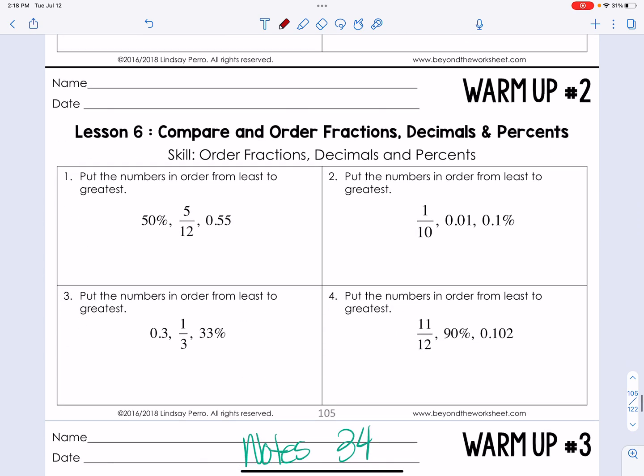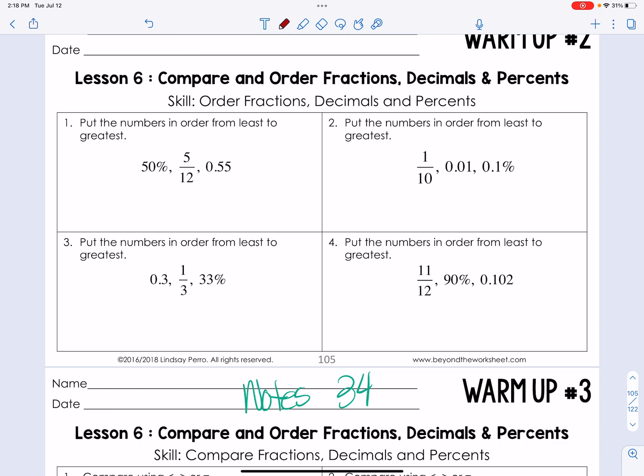So let's go to warm up 2. They want you to put them in order. Okay, so if I'm putting them in order, I'm going to put them as decimals. Wouldn't this be 0.5? Okay, 5 divided by 12, I'm going to divide that out. I get 0.416 repeating, right? And then I have 0.55. So that means that the 5/12 is the smallest, 50% is the next one, and then 0.55. So I just put those in order, okay?